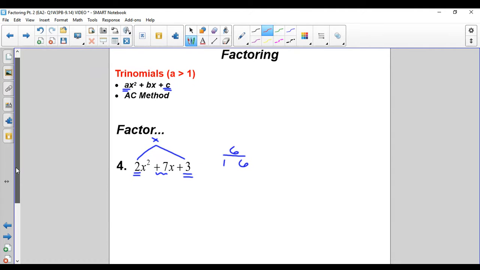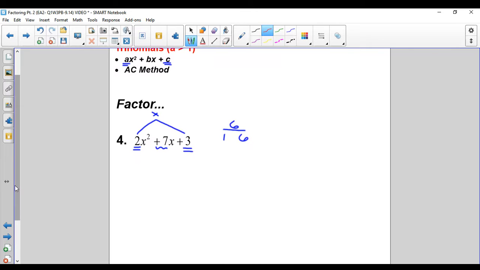Now, this next step is probably the most important step in what we're doing and the most easily confused. We're going to rewrite that first term, it's 2x squared. I'm going to rewrite that last term at some point, I can do it now. I'm going to rewrite 7x in terms of our factors. We have plus 1x plus 6x, and we have our factors there.